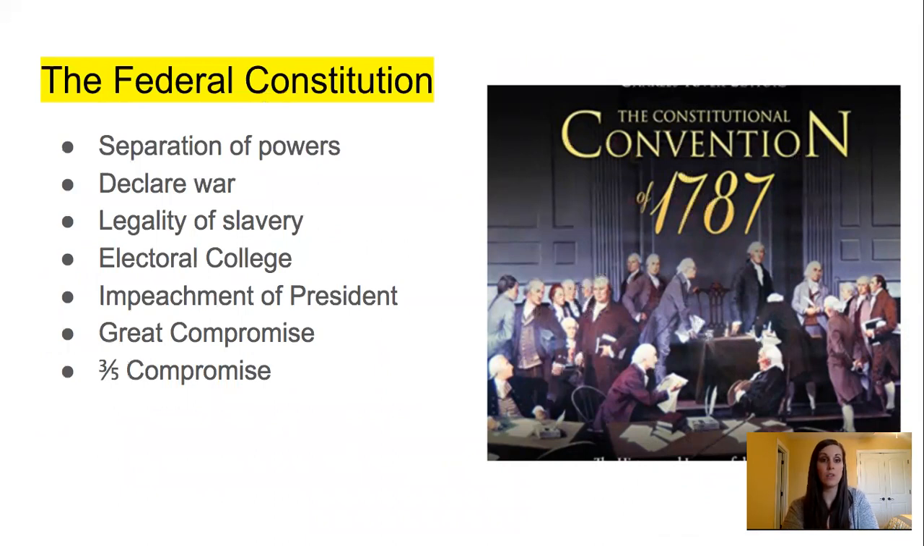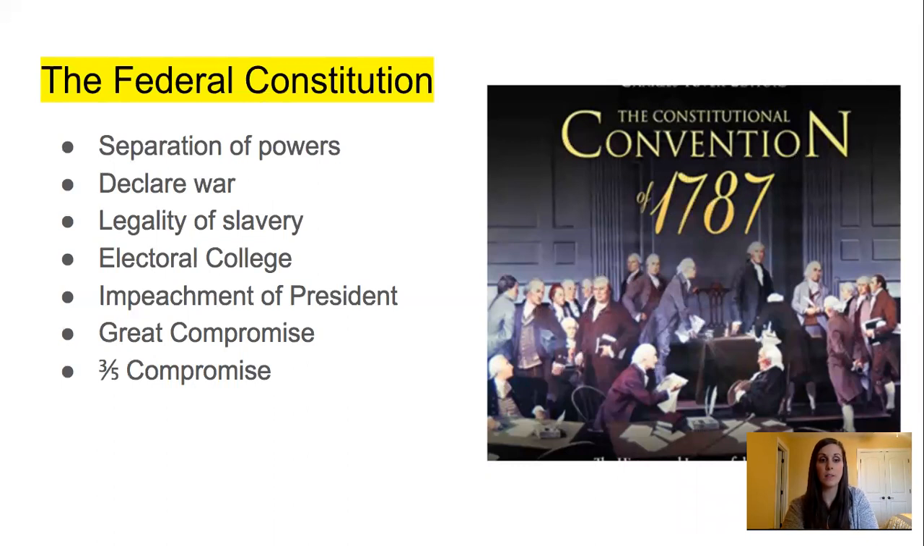Constitution. So in the Constitution, you know this stuff, separation of powers, which is the 3 branches of government. It gives the federal government the power to declare war. Initially, it's going to ensure the legality of slavery. We know that issue is going to come up again soon, but initially in the Constitution, that was preserved, that it was legal. It allowed for the Electoral College and the process of electing the president, ability to impeach the president.